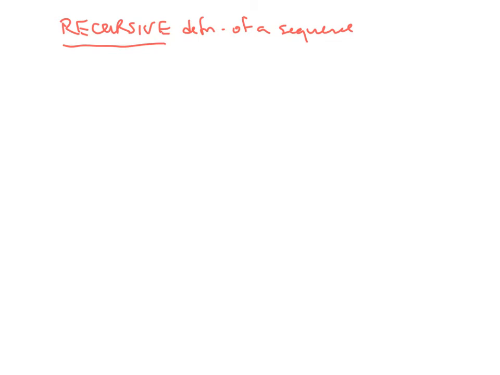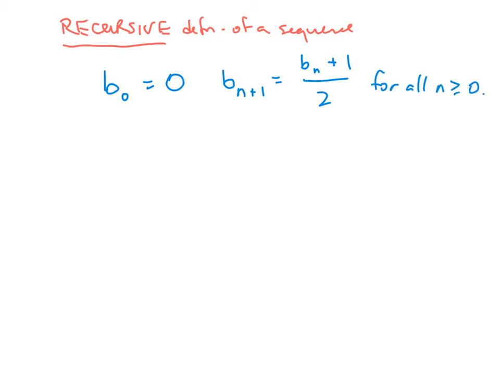I'm going to give you 2 bits of information about a sequence. So I'm thinking of a sequence. It's different from the last one. I'm going to say b0 is equal to 0. So this is going to be a sequence that begins with a 0th term. And for all n, I'm going to write b sub n plus 1 equals (b sub n plus 1) all over 2. And that's true for all n greater than or equal to 0.